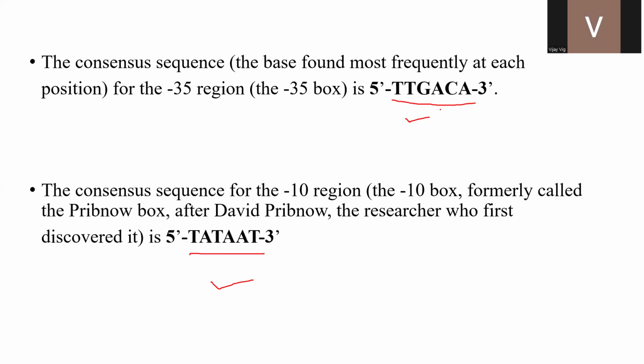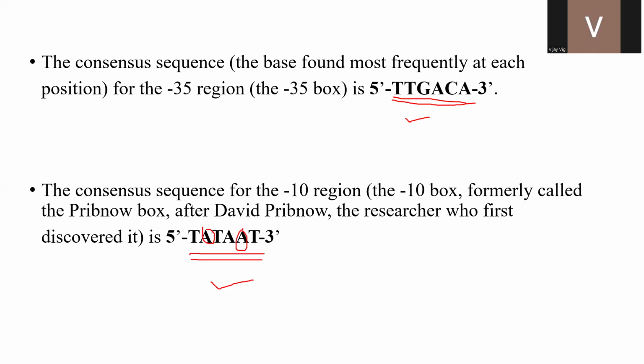So, which means that -35 means the 35th nucleotide can fall anywhere here. And similarly, -10, the 10th nucleotide before +1 can fall anywhere. Like this can be -10, or this can be -10, so on. And these two sequences are found in most of the promoters of the E. coli genes. So these are consensus sequence.